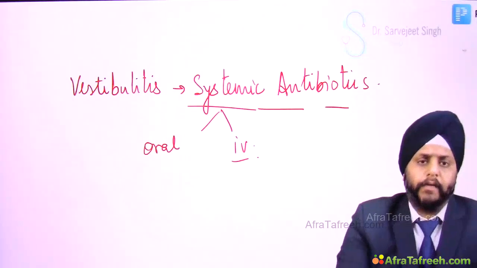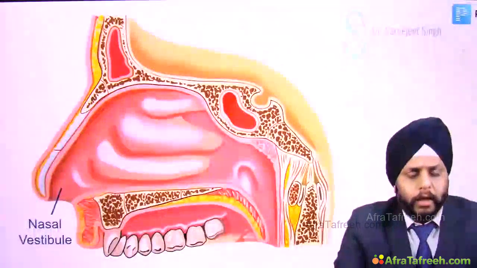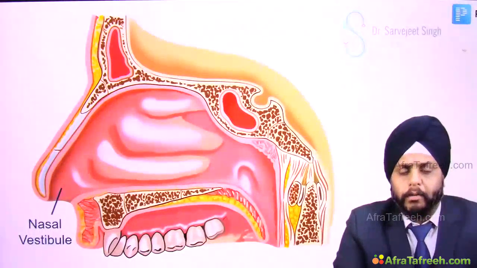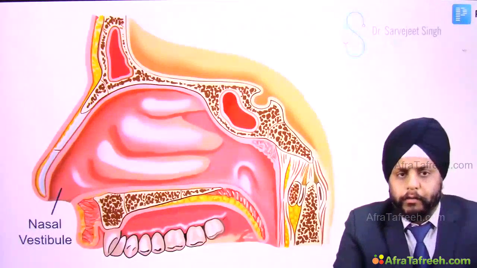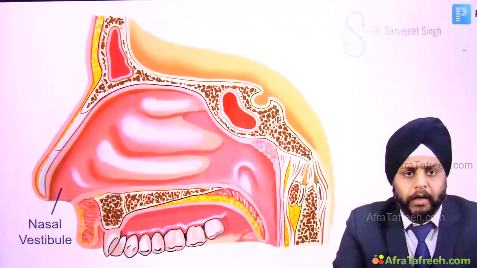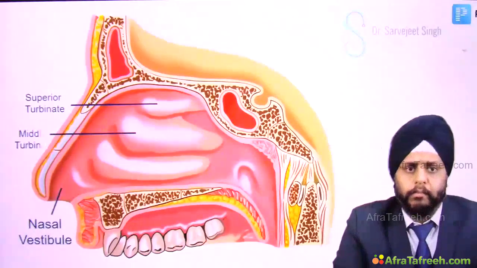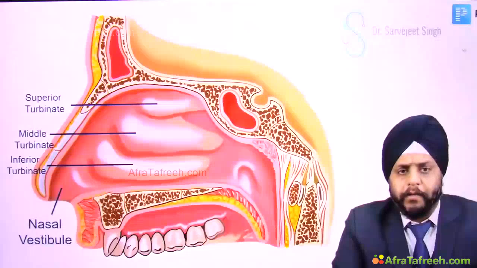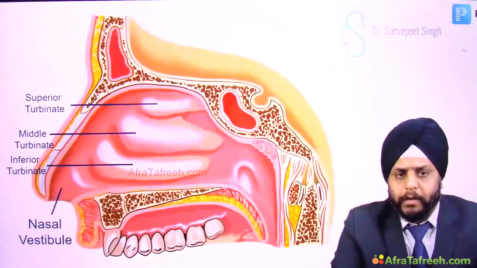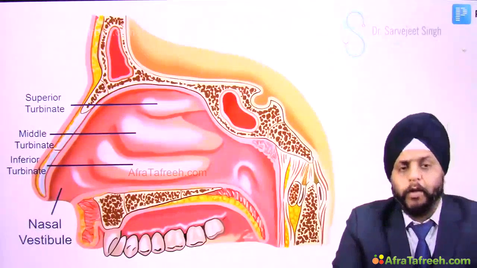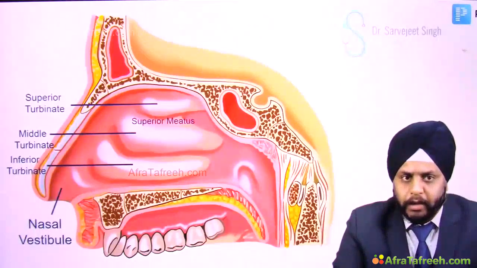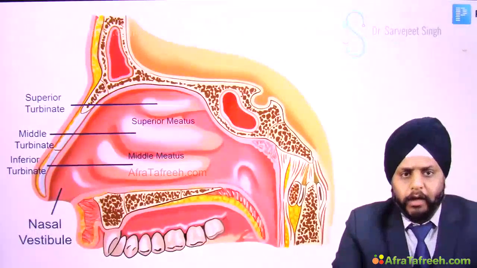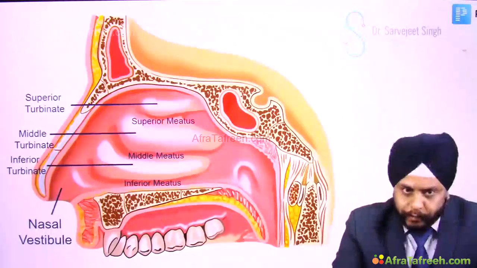All right. Okay, let's come back to our lateral wall of the nose. We have seen the nasal vestibule. Let's talk about the turbinates. So turbinates also we have seen earlier. We know that there are three turbinates: superior turbinate, middle turbinate, and inferior turbinate. We also discussed previously that the space below each turbinate is known as meatus. So below the superior turbinate, we have the superior meatus. Below the middle turbinate, we have the middle meatus. Below the inferior turbinate, we have the inferior meatus.